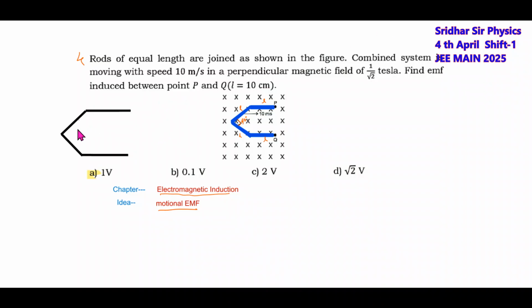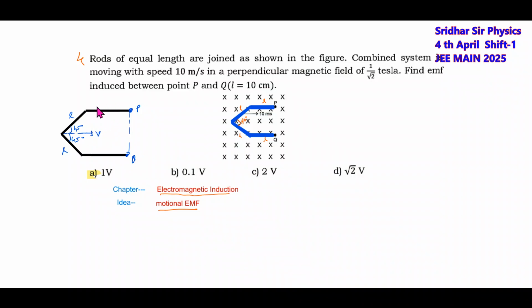These are the rods. Now this angle is 45 degrees, 45 degrees. This is L, this is L. We have to calculate the EMF between P and Q, and it is moving with a speed V. So what is the effective length?